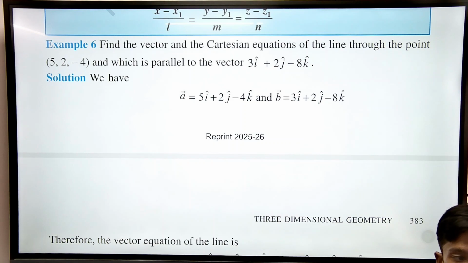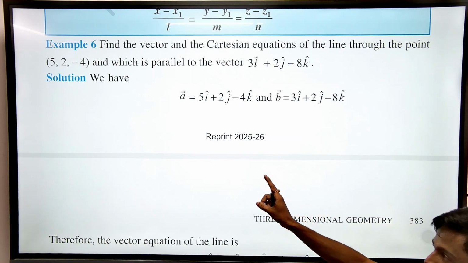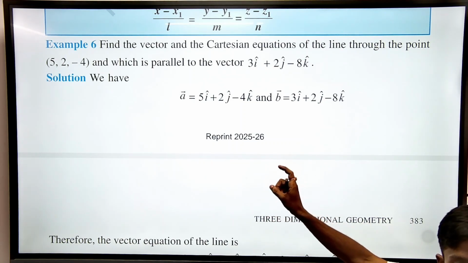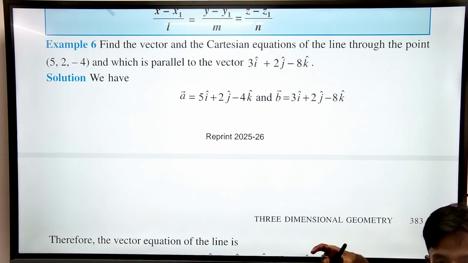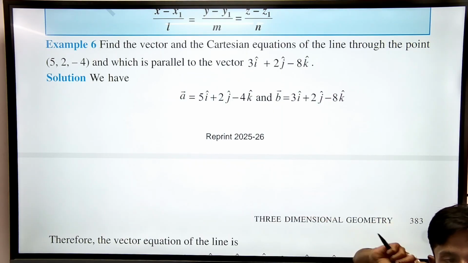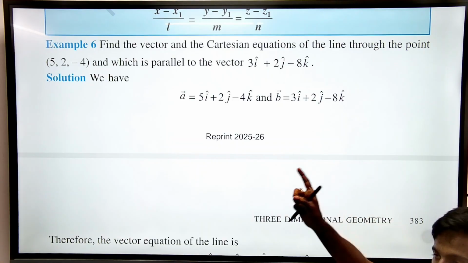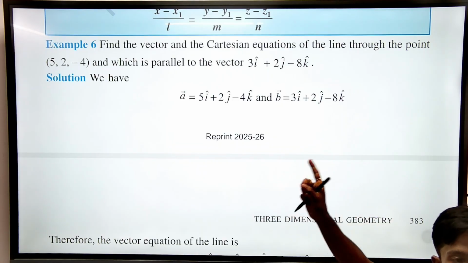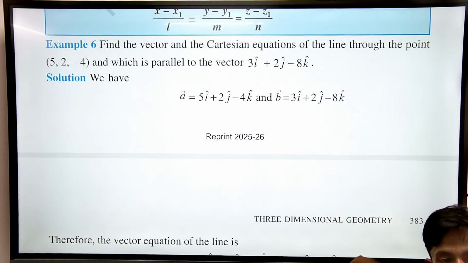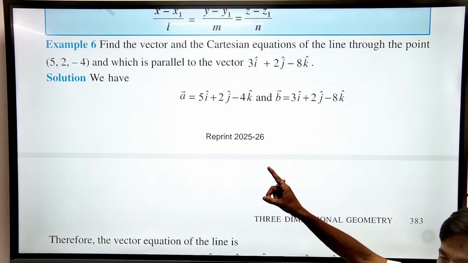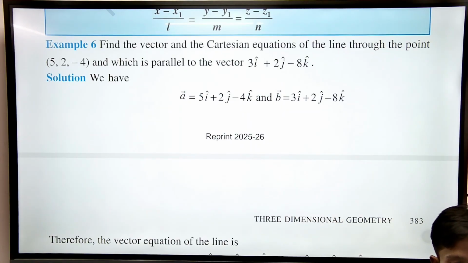Now position vector is, the point is given 5, 2, minus 4. And if a is the position vector, then how can you find the vector a? 5 minus 0, 2 minus 0, minus 4 minus 0. So it means the vector a will be 5i cap, 2j cap, minus 4k cap. Yes or no? That will be your a vector. So a vector will automatically be given by the point, because if you are finding the position vector, you just have to subtract 0 from the points.